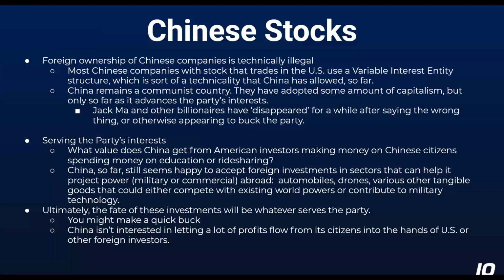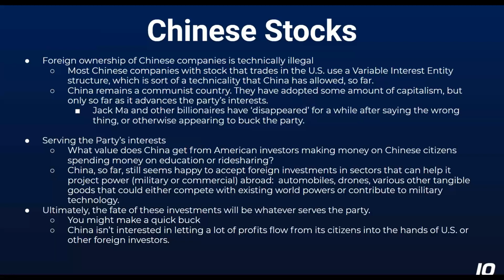And so where we're at is China seems pretty happy to accept foreign investments in sectors that can help it project power abroad. And that means things that are not consumer software, right? China's interest in projecting power abroad is largely in military or commercial or industrial applications. So we've seen no crackdown on investing in the automobile sector, drones, other pieces of technology, various other tangible goods that either could compete with existing world powers or contribute to military technology. China seems thus far pretty happy to accept foreign investment there.